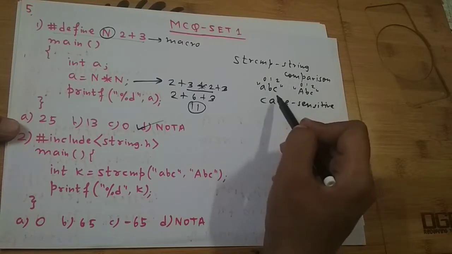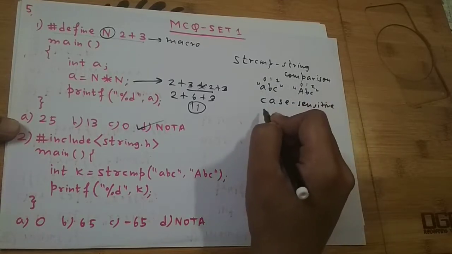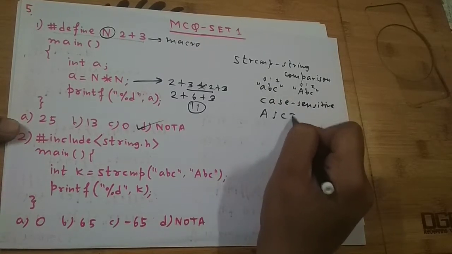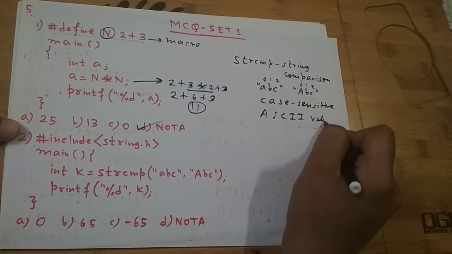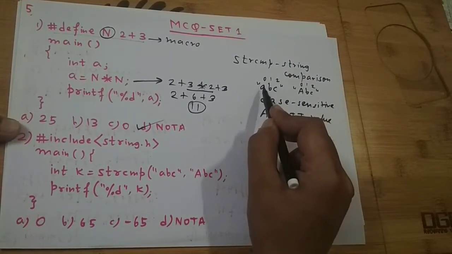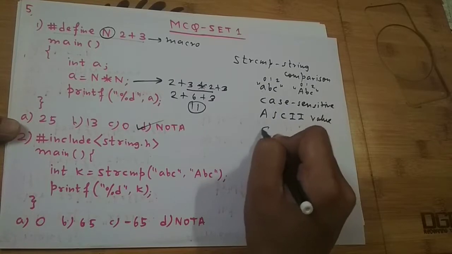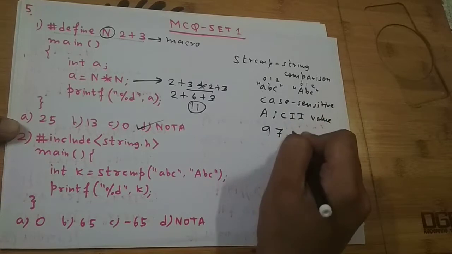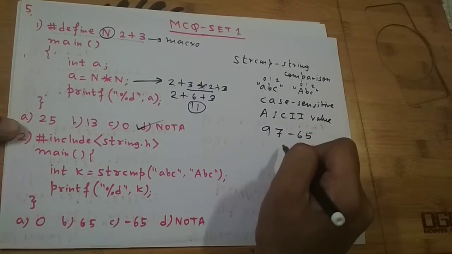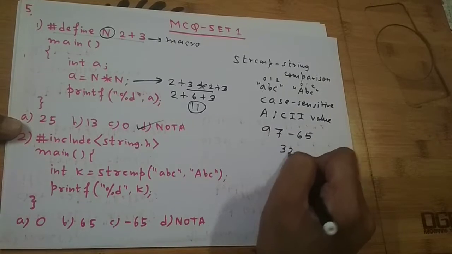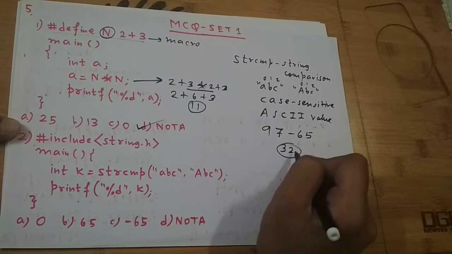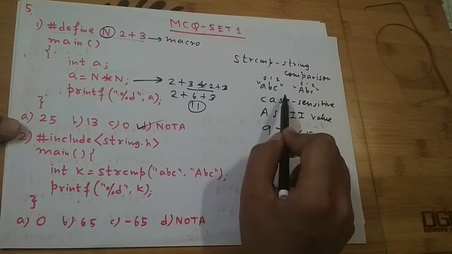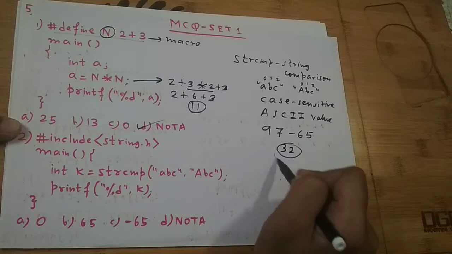Now, how will the comparison be performed? We know that every character constant has an associated ASCII value. The ASCII value of small a, which is 97, will be compared with the ASCII value of capital A, which is 65. So what is 97 minus 65? It comes out to be 32, which is a non-zero value. Since it's a non-zero value, strcmp will stop the comparison and return this non-zero value.